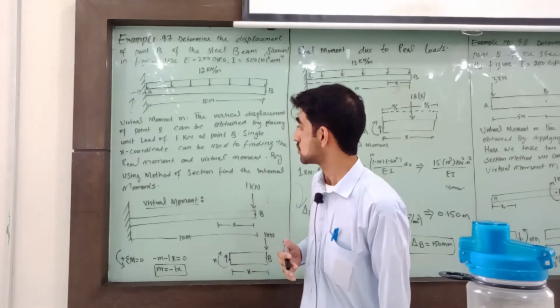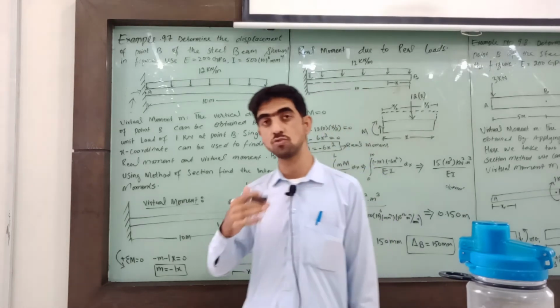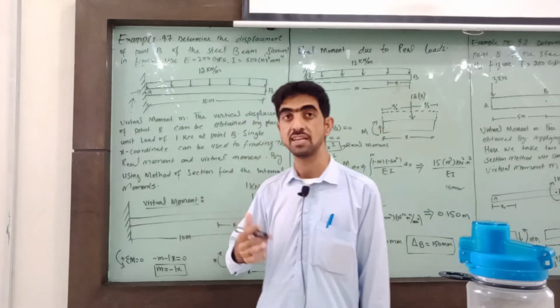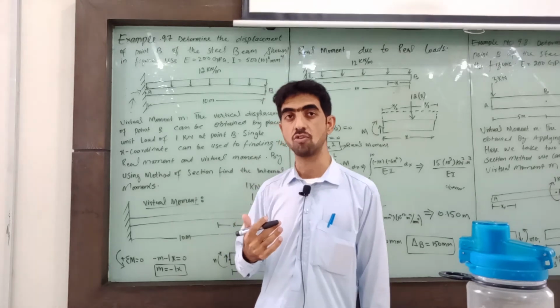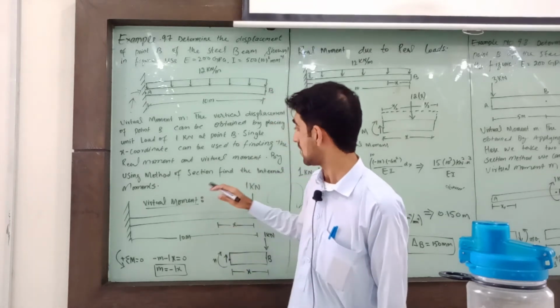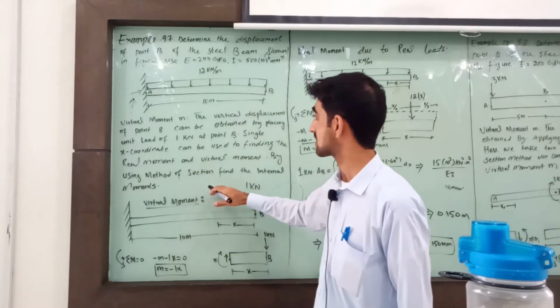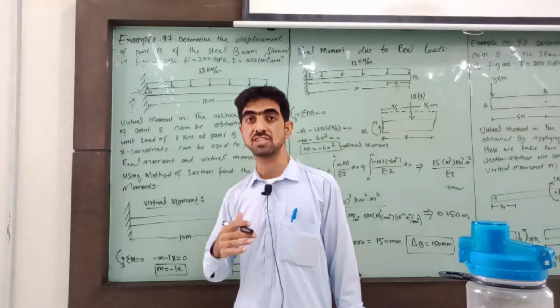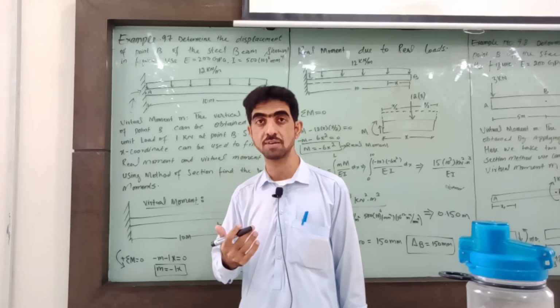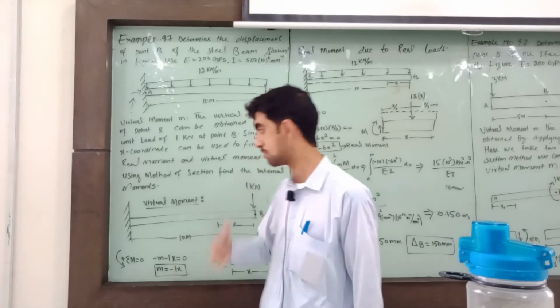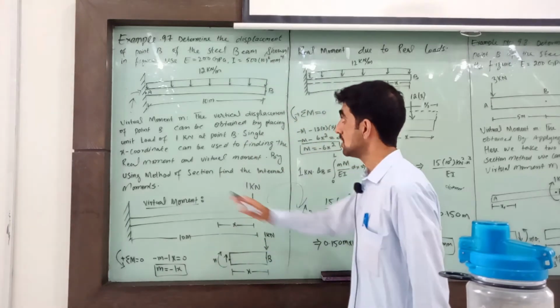Using the method of sections, we can find the internal moment. So this method is called the virtual work method. This is the procedure of the virtual work method. Simple procedure. Okay, so let's start.